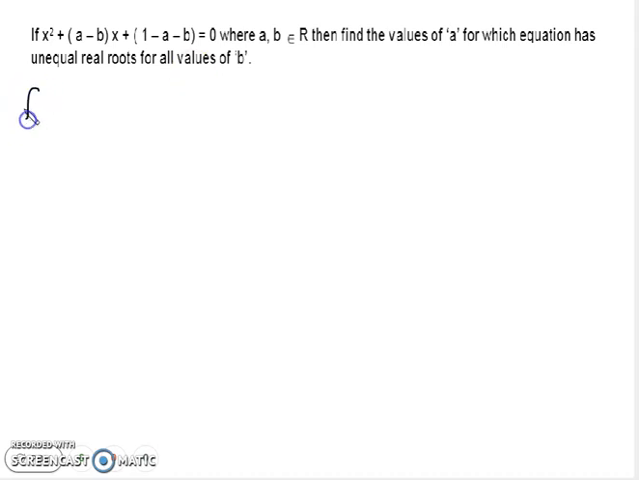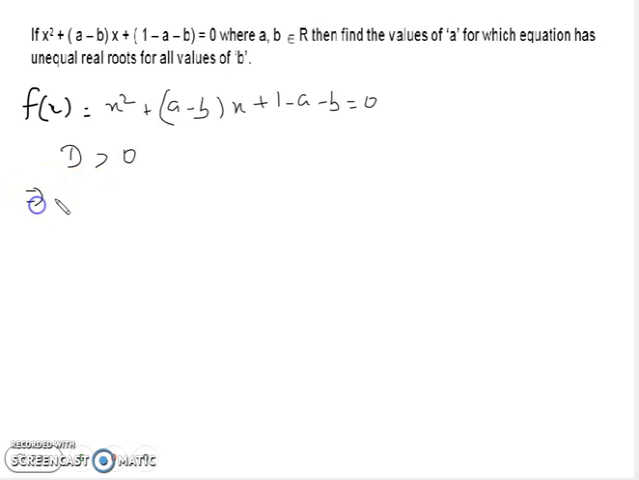So we can suppose this equation is equal to f(x). So f(x) equals x square plus (a minus b) into x plus 1 minus a minus b is equal to 0. And for unequal real roots, we know that D is greater than 0. So D greater than 0 means (a minus b) whole square minus 4ac is greater than 0.